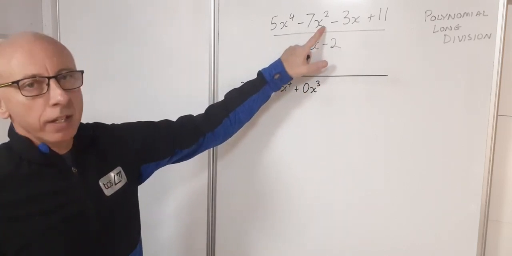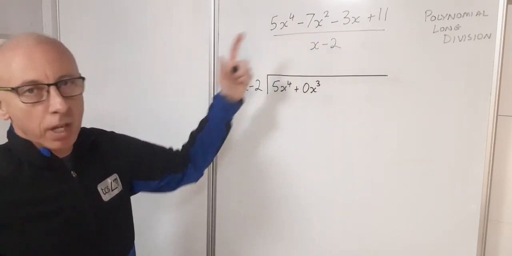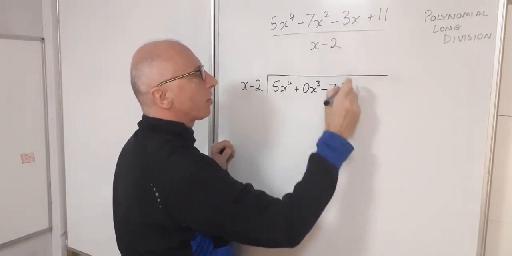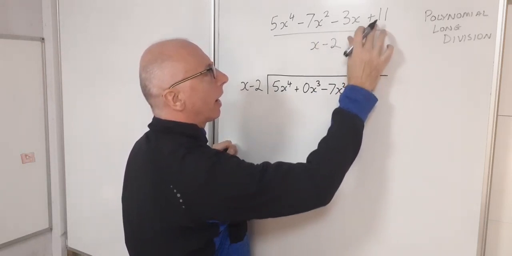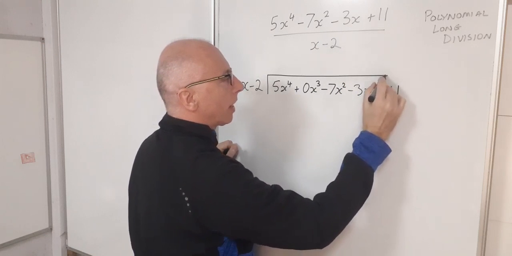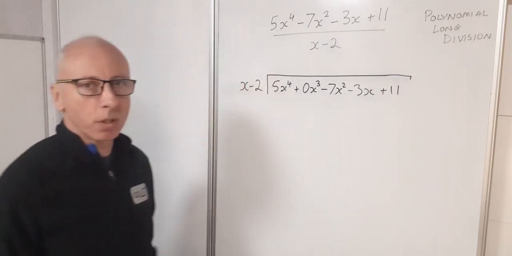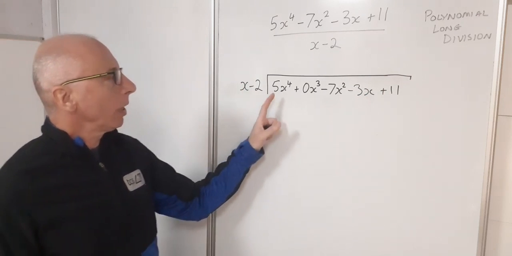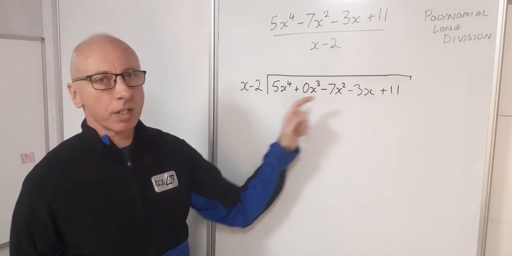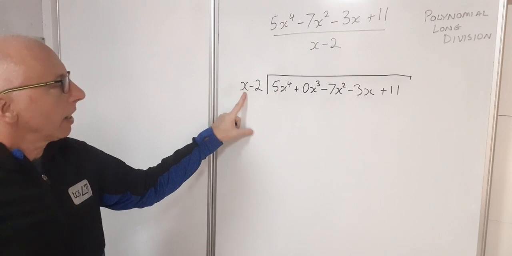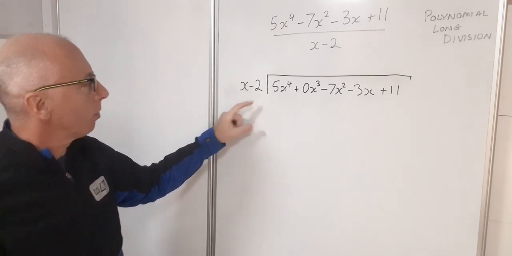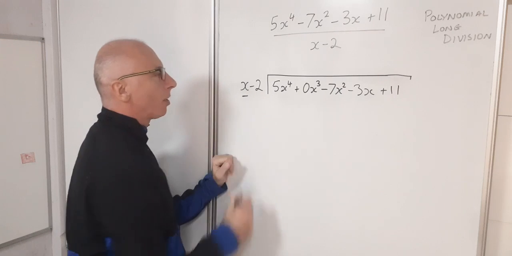We've got an x squared, so minus 7x squared. Then we've got minus 3x, and then plus 11. So that's the setup for our long division. Now what we do is pick off one of these at a time, starting from the left, and divide it by the x term. The minus 2 at the moment we're not concerning ourselves with, so we're just going to use this x term.